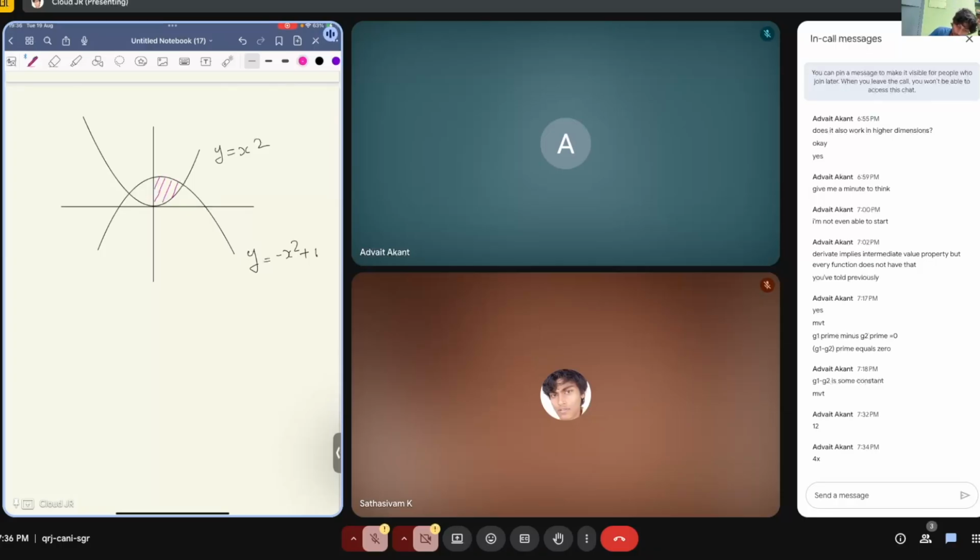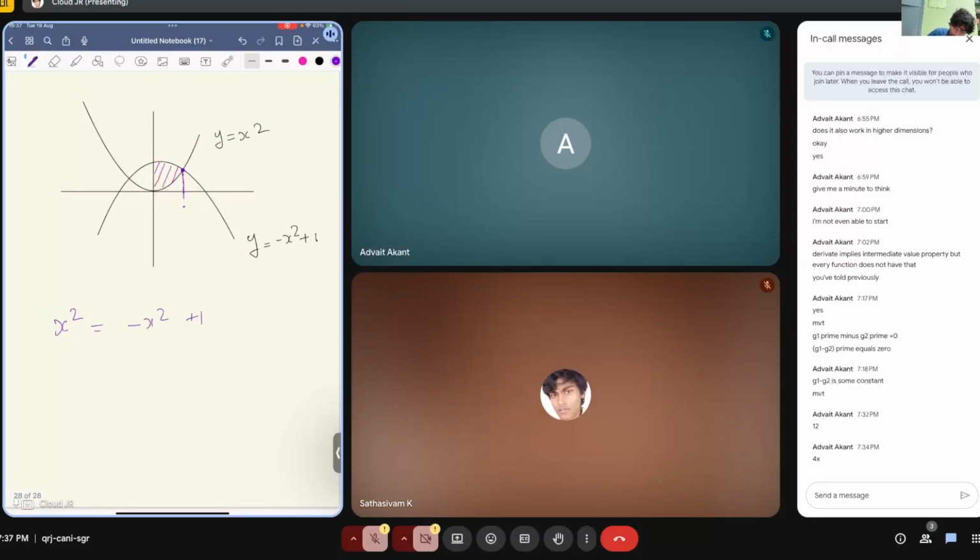To find it, what you first have to do is find this intersection point. So once you find this intersection point, let's find it. The intersection point has to satisfy that x square is equal to minus x square plus 1. In other words, 2x square is equal to 1.